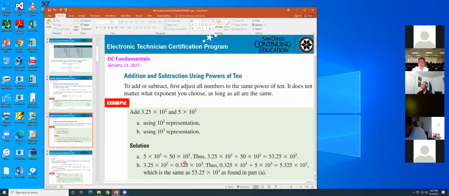Anyway, when you want to add numbers with powers, make sure you get the same power, no matter whether it's the same power of 2 or the same power of 3. Then you can add them, and the power is not changing. Next one, they want power of 3, so now 3.25 times 10 to the power of 2. You want to go up to power of 3, then that means you divide that number by 10. So that's why you get 0.325 times power of 3. Then with the same power of 3, you add them up and the power will be power of 3.